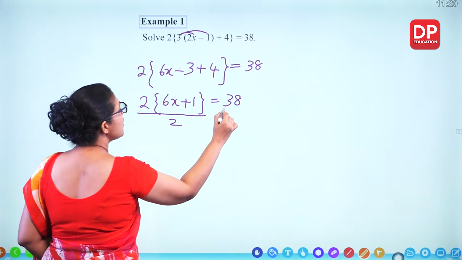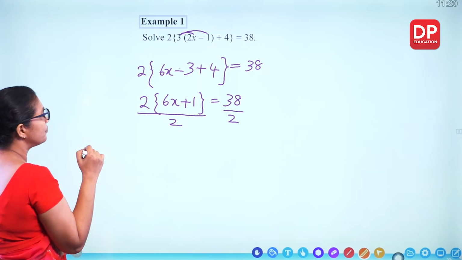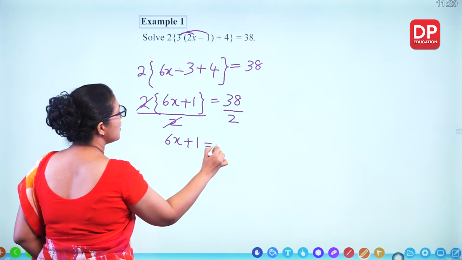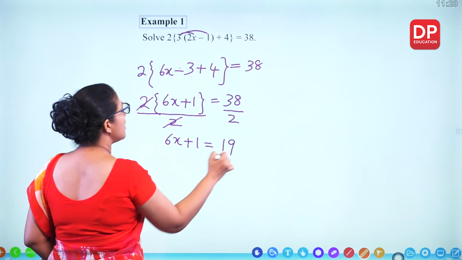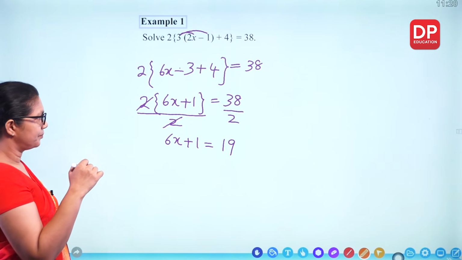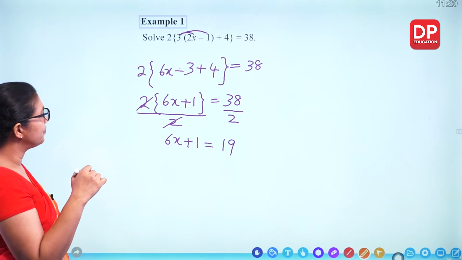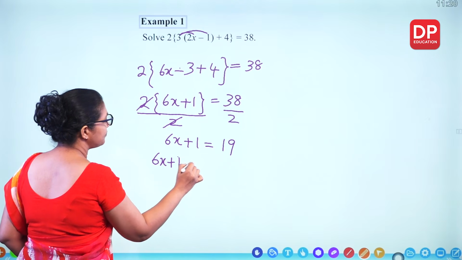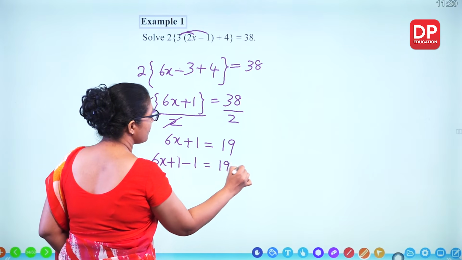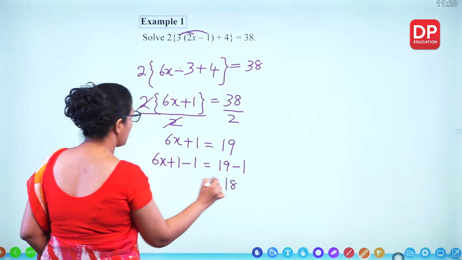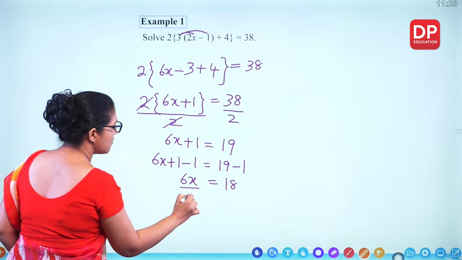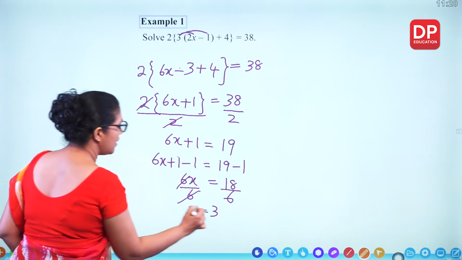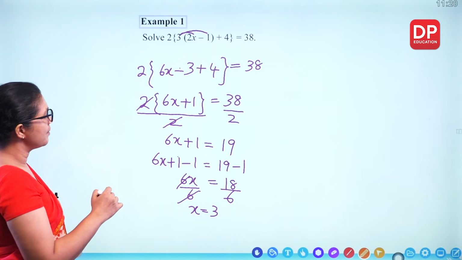Divide both sides by 2. 6x plus 1 equals 19, 38 divided by 2. Now subtract 1 from both sides. You get 18 equals 6x. Divide this by 6. You get x equals 3.